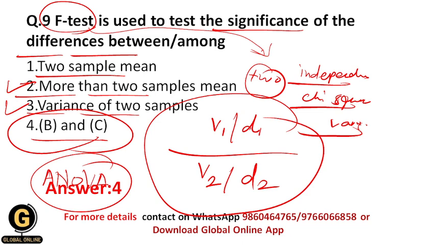Okay, so students, don't confuse this. You can understand over here that the F test is used to test the significance of the differences between or among more than two samples' means, and as well variance of two samples.